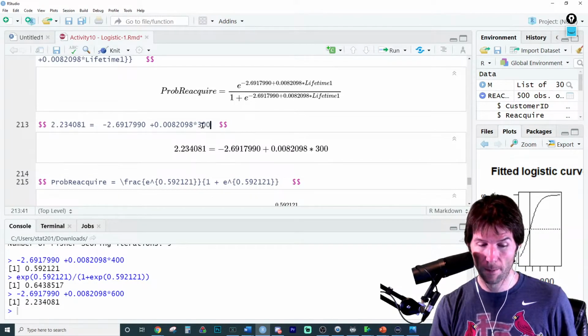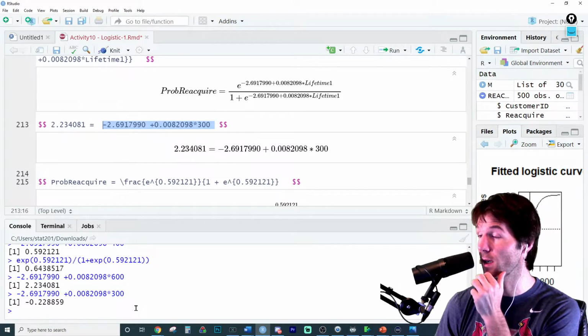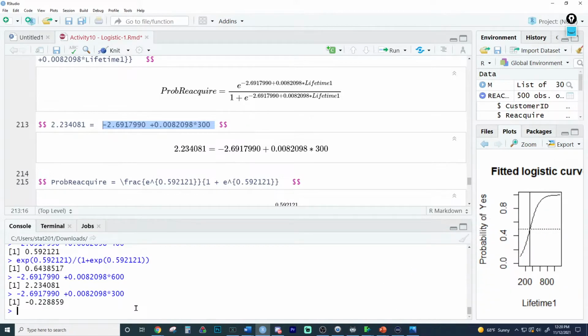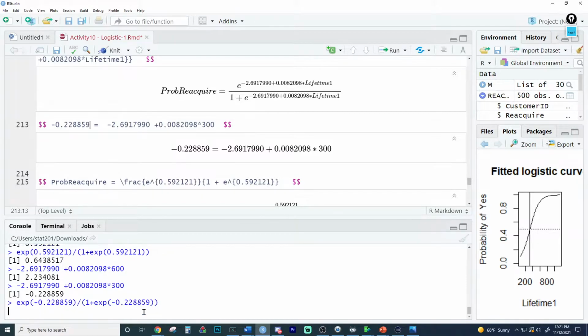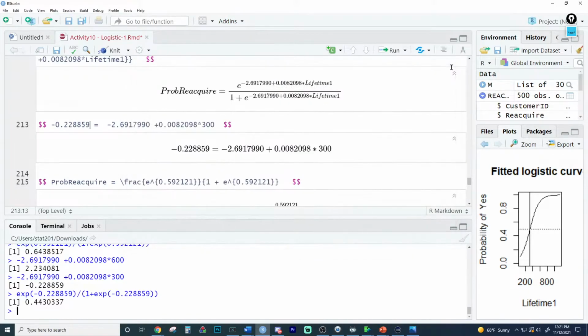Plug in 300. Now you'll know you're not getting probabilities, because when you plug in 300 as a possible lifetime value, you get a negative value. And that's because when you solve it in the equation, you'll actually get a probability less than 50%. So if we were to take this value right here that's now negative and plug it in and solve through the equation, the e raised to the over the 1 plus e raised to the, we will get a value less than 50%, and that makes sense. We should see on the curve here at about 300, it should be about 44%, and that looks to be pretty good right there. If you were at about 300, maybe about 44% or so. So that goes along with what we would think.